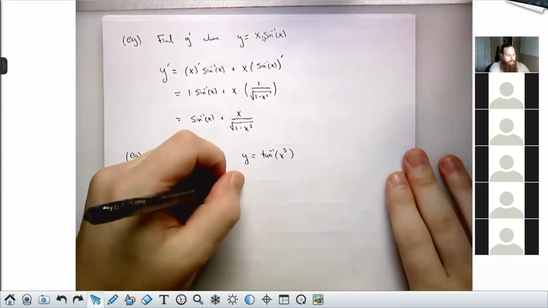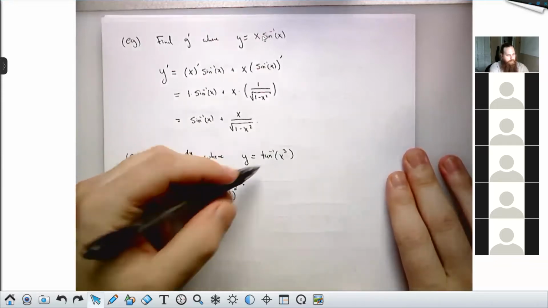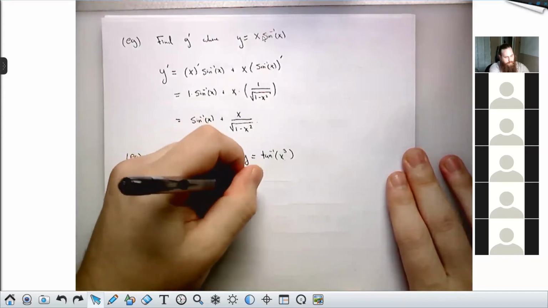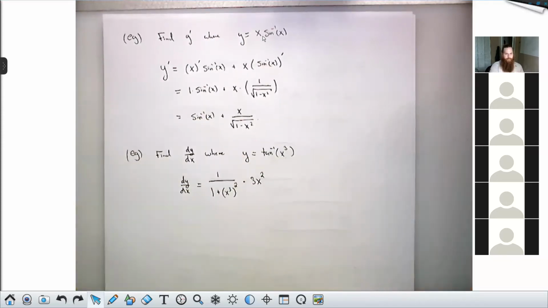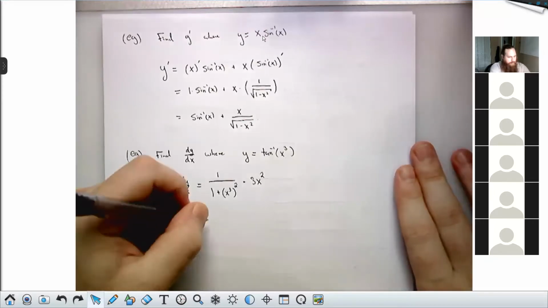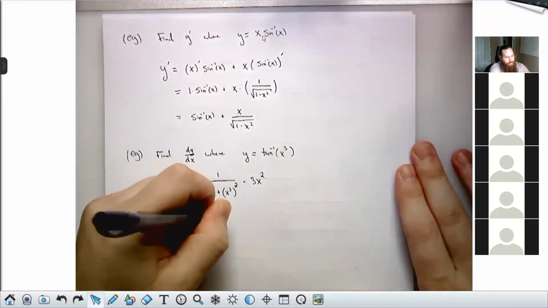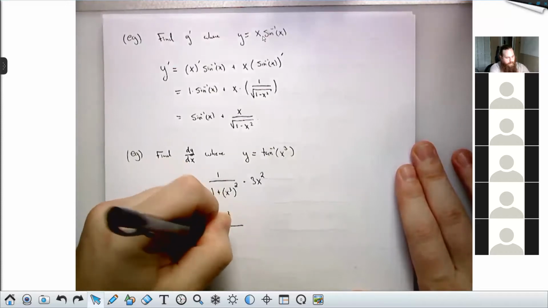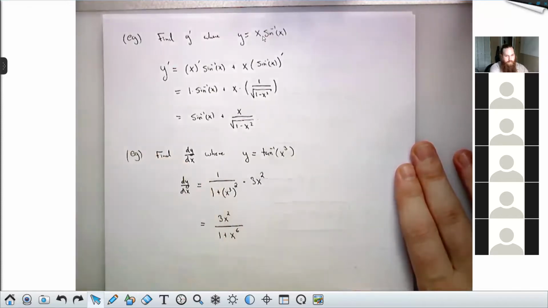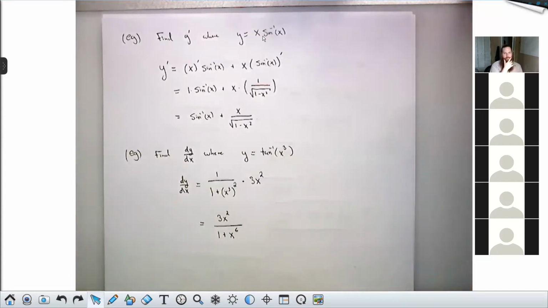And then I need to multiply by the derivative of the inside, which is 3x squared. And again, I could clean this up as 3x squared over 1 plus x to the 6th. So the product rule and chain rule work with these inverse trig functions the same way they do with all the other functions.